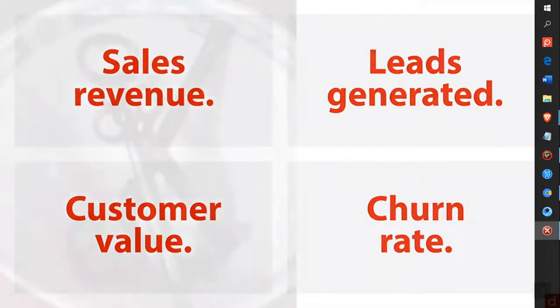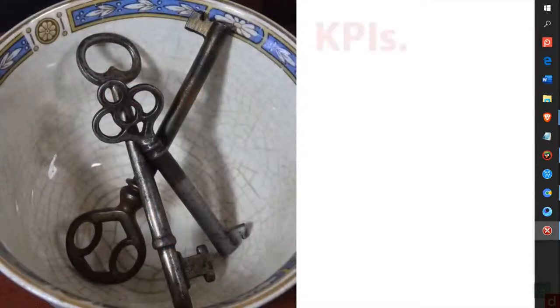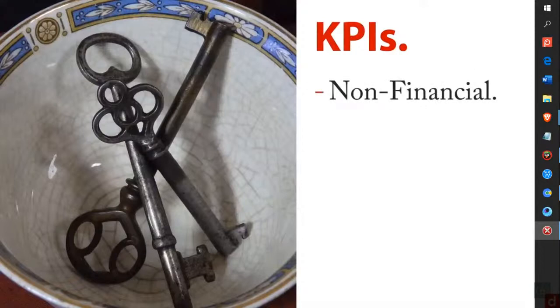Now, I mentioned earlier something called a key performance indicator, or KPI. KPIs come from David Parmenter, and he's got a few ways of describing them. He says a key performance indicator for business, number one, should be non-financial.